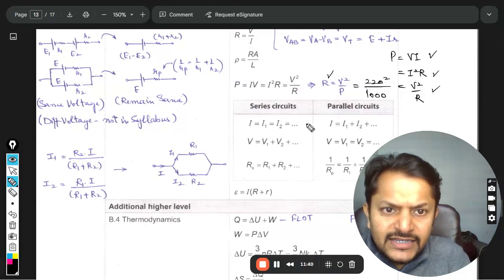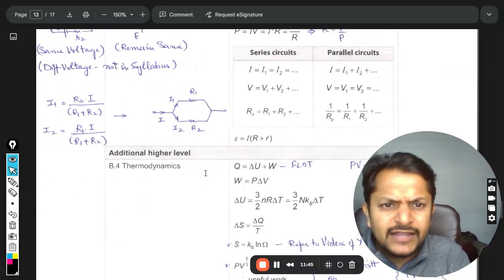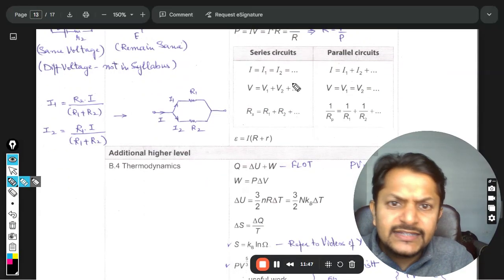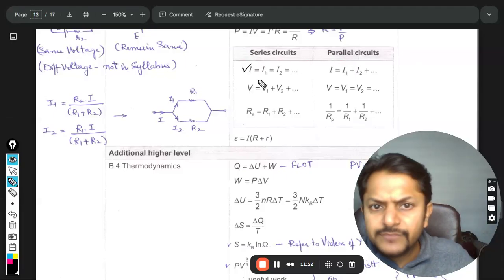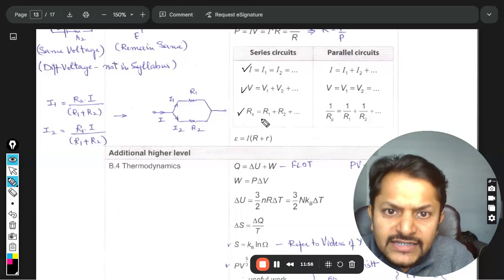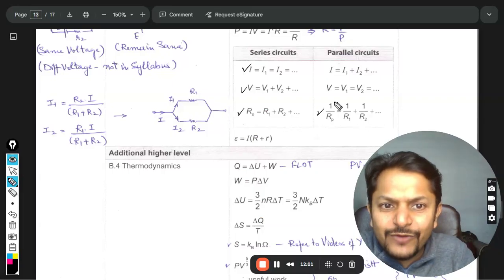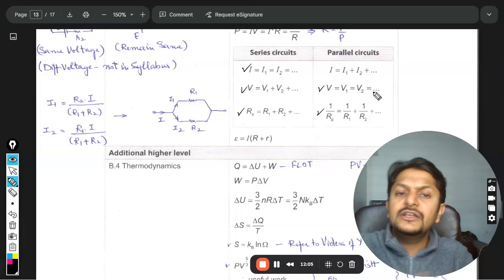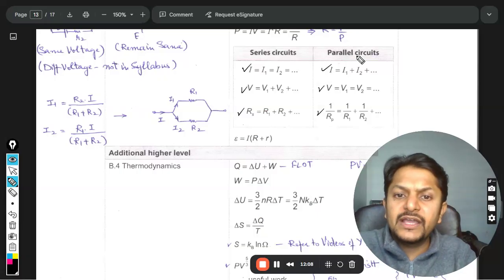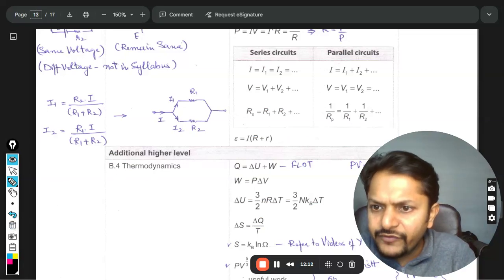And these are the series and parallel circuits. Not a very big deal here. I think you already know that in series circuits, the currents are the same, but the voltages are added, V1 plus V2, and the resistances in series are also added. But in parallel, it is 1 by RP, and the voltage V is equal across the branches. I think you already know this. Not very important, and this is also not a very important formula.